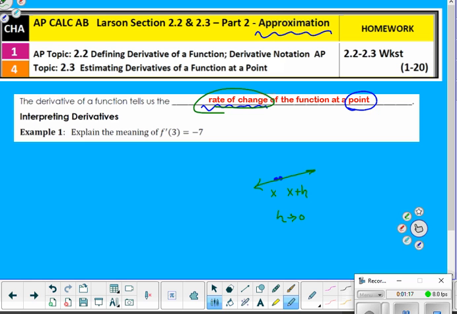Example 1, it says explain the meaning of f prime of 3 equals -7. Well, we know the prime symbol means derivatives. This must be some sort of rate of change. And it would mean the function, f of x, because they described it right there as f, is changing at a rate of -7 when x is 3. So that's how I would describe what that means.